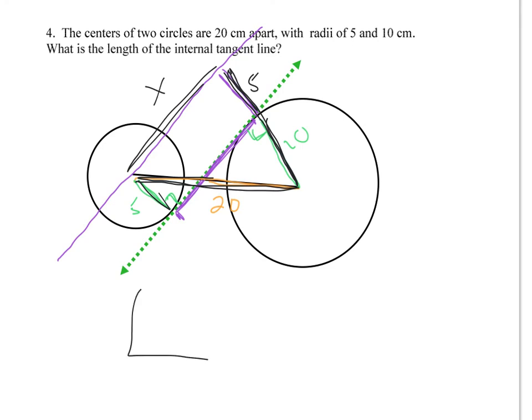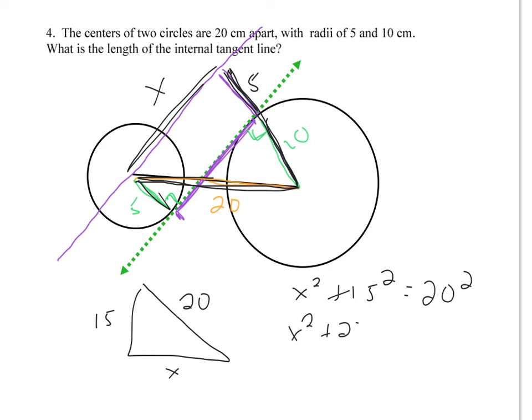We want to say it's a 3, 4, 5 times 5, but it's not because I see the 15 and the 20. The 20 is actually the hypotenuse. This is 15 and this is x. So we need to solve that for x. So I know that x squared plus 15 squared is equal to 20 squared. Well, 15 squared is 225. And 20 squared is 400.